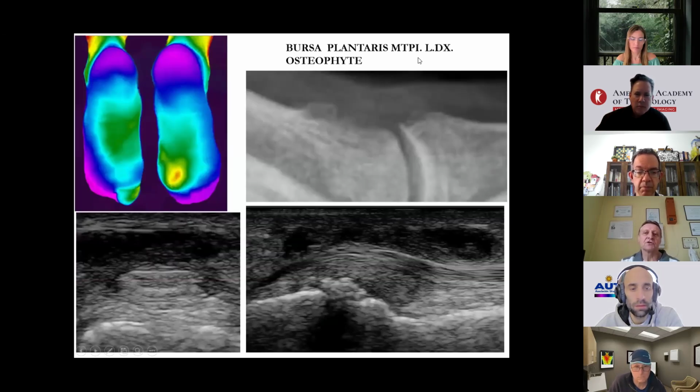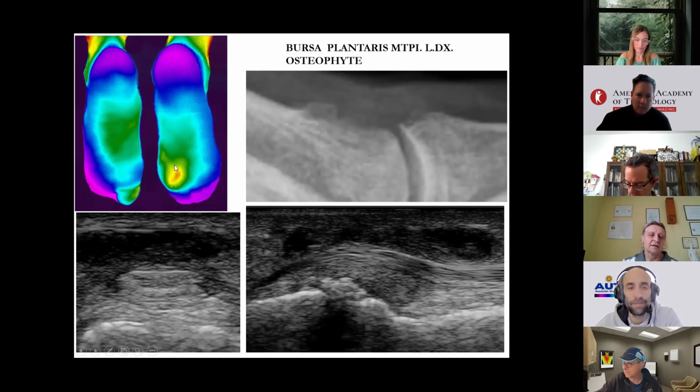Bursa plantaris metatarsophalangealis primi lateri dextri, and osteophyte. This osteophyte we can see here on X-ray, and the filled bursa is plantarly above the tendon of flexor hallucis longus. Here we can see the bursa longitudinally, transversally, and on thermography, we see that the bursa has increased temperature activity.